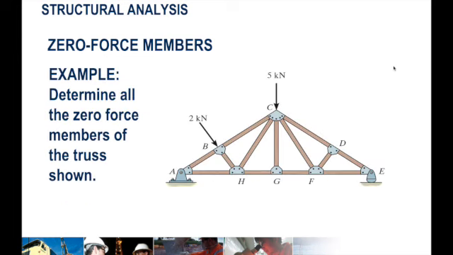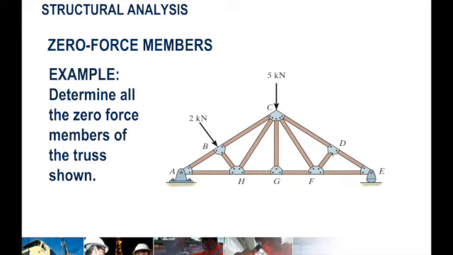Okay, so let's look at another example. We are to determine all the zero force members of the truss shown here. It has 8 joints, so if you want to do method of joints here, you need to do 8 joints. But first, you need to identify which are zero force to simplify your calculation. Okay, so what qualifies with our rules?